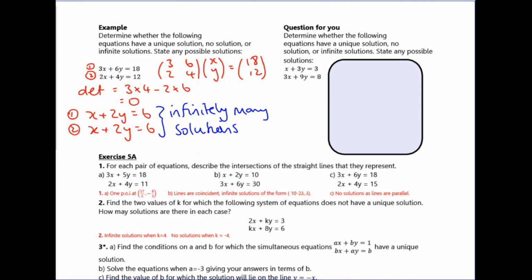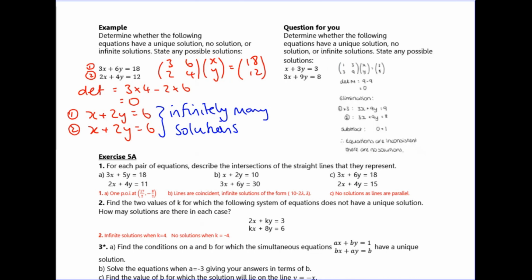How about doing the same thing for the question for you? Pop the answer in the middle. So, okay, answer for this one. If you work out the determinants, you get 0 for the determinant. So either they've got no solutions or infinite solutions. I would have times the top one by 3 to make them look the same. So you get 3x plus 9y equals 9 for the top one. They look the same, but they're equal to different things. So one's equal to 9, one's equal to 8. You can say that those equations are inconsistent, which means there are no solutions. They're two parallel lines that don't cross.